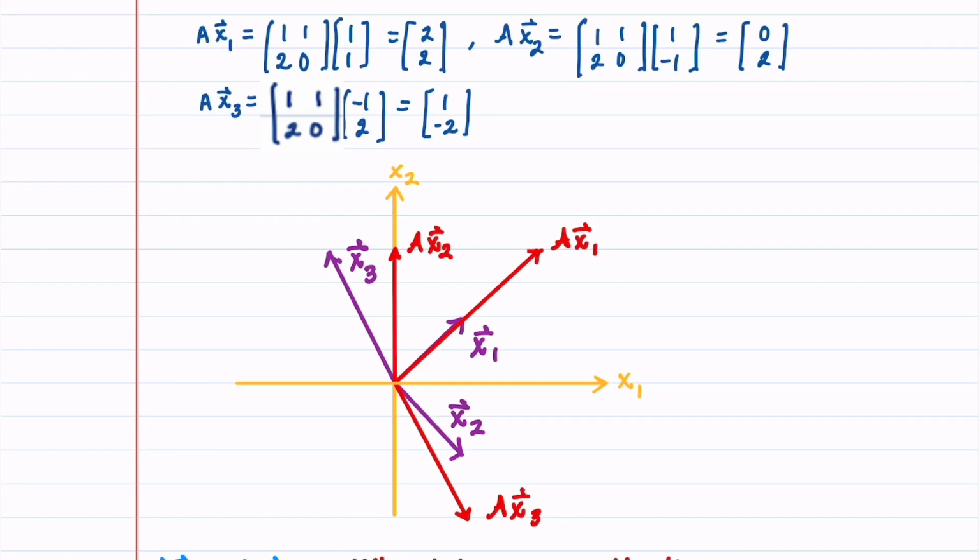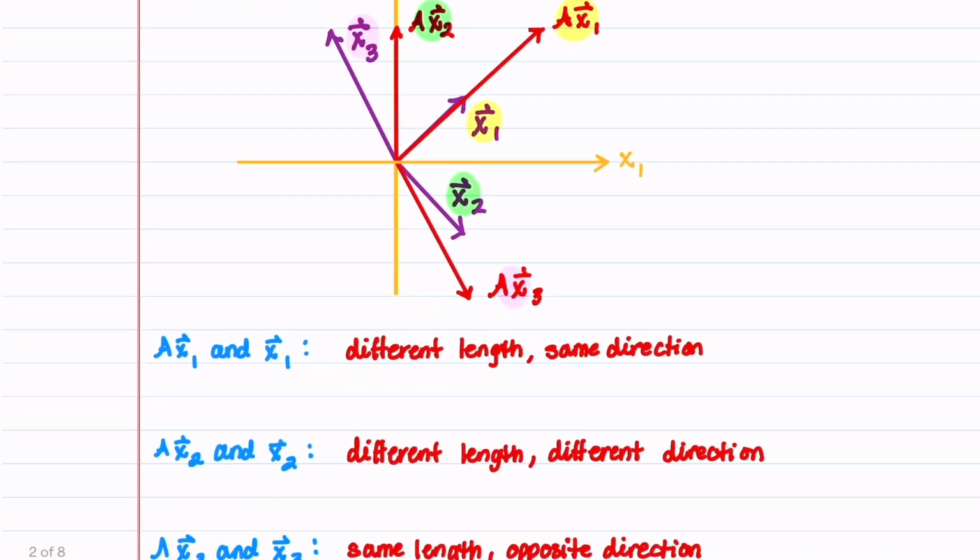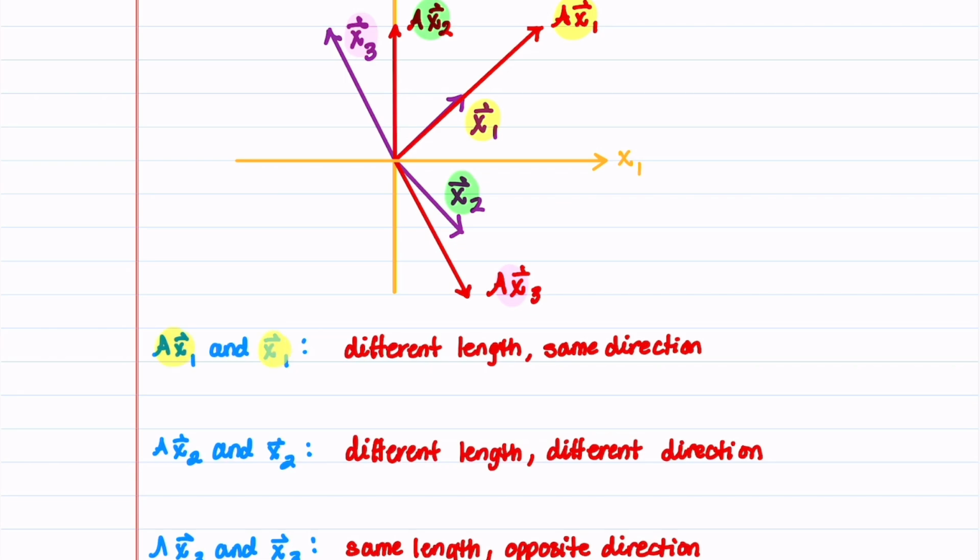In the graph below, I've plotted x1 and Ax1, x2 and Ax2, and then x3 and Ax3. Notice that Ax1 and x1 have different lengths, but the same direction. If we look at the values of the vectors Ax1 and x1 above, we can see that Ax1 is equal to 2 times x1, and so it's a multiple of x1.